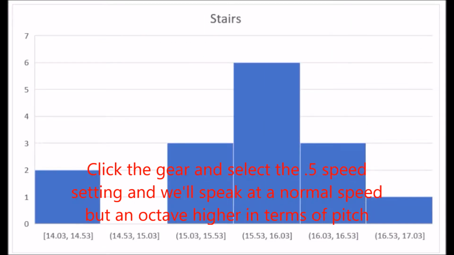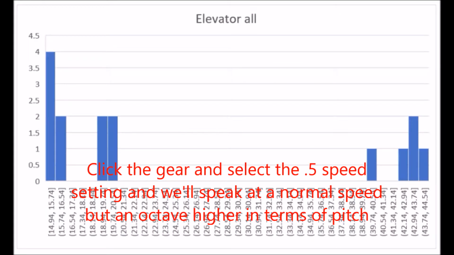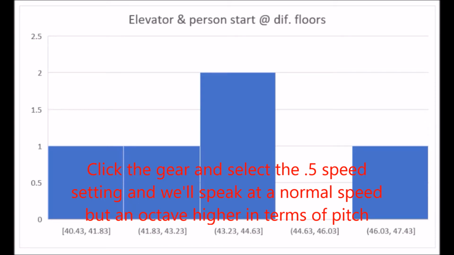Here we are with our stairs histogram. The stairs histogram is nearly normal and unimodal with a slight gap below the mean. Here is our histogram for the elevator and person starting at different floors. This is nearly normal, unimodal, and symmetric. The spread is from 40.43 to 47.43 seconds. The center is at 43.23 seconds. There's a slight gap just above the mean.